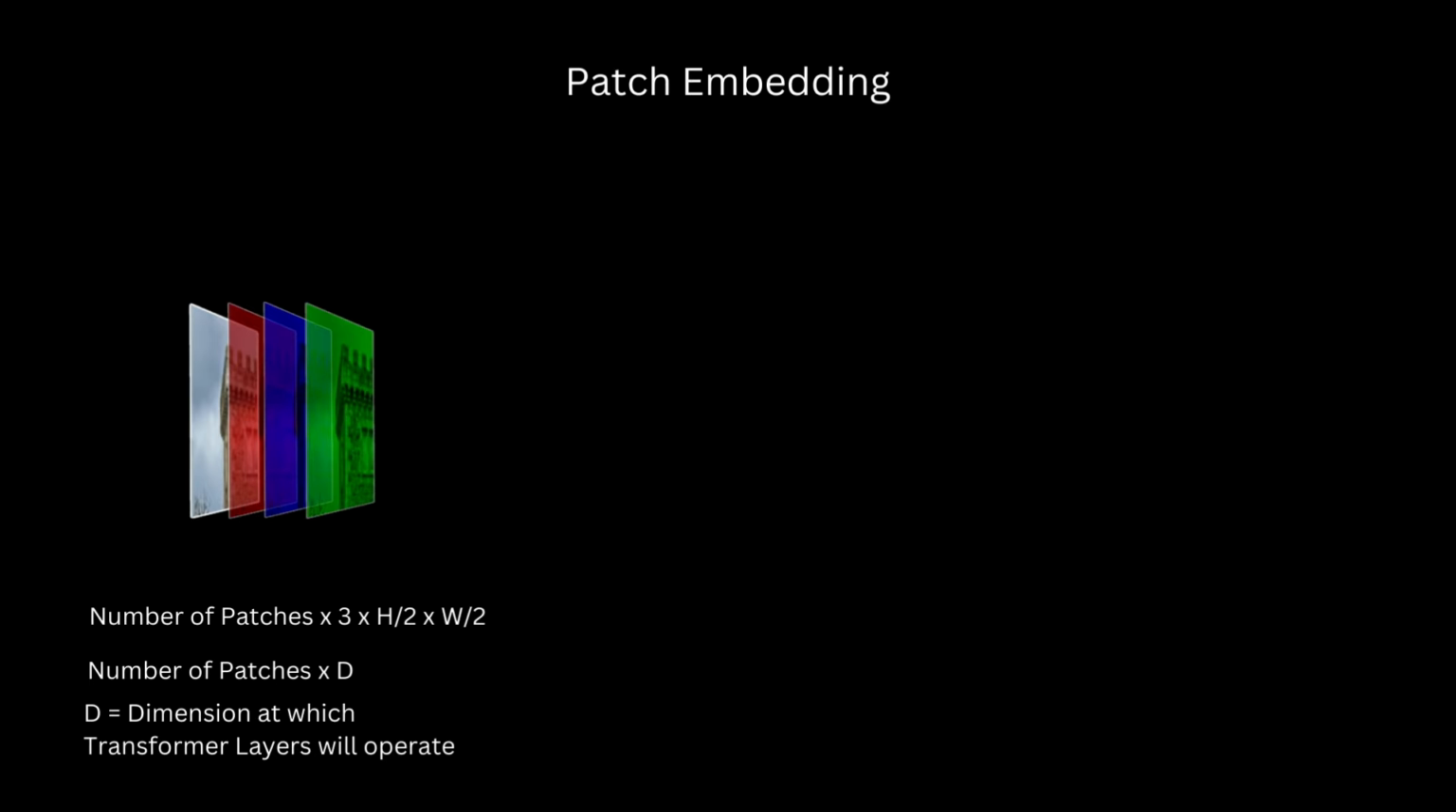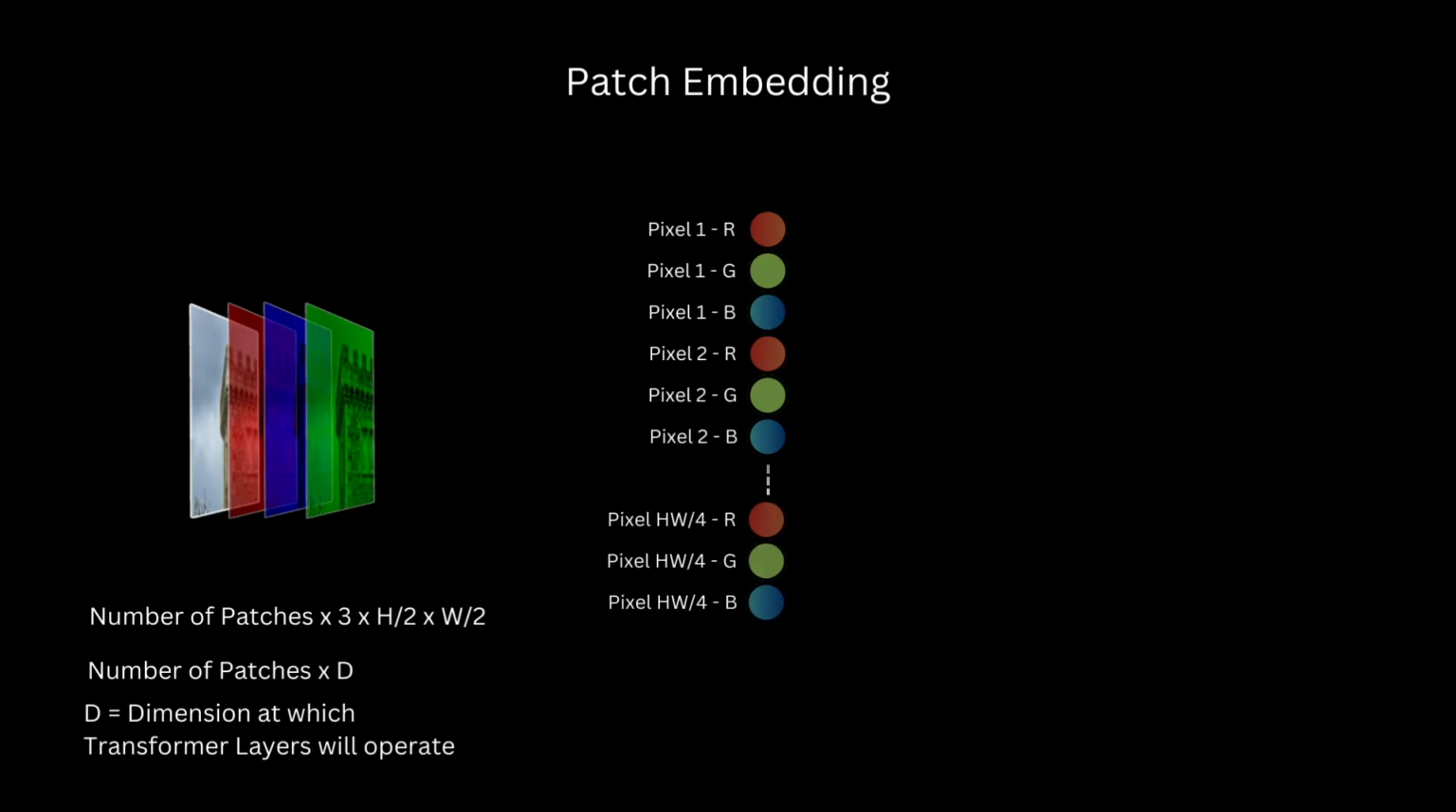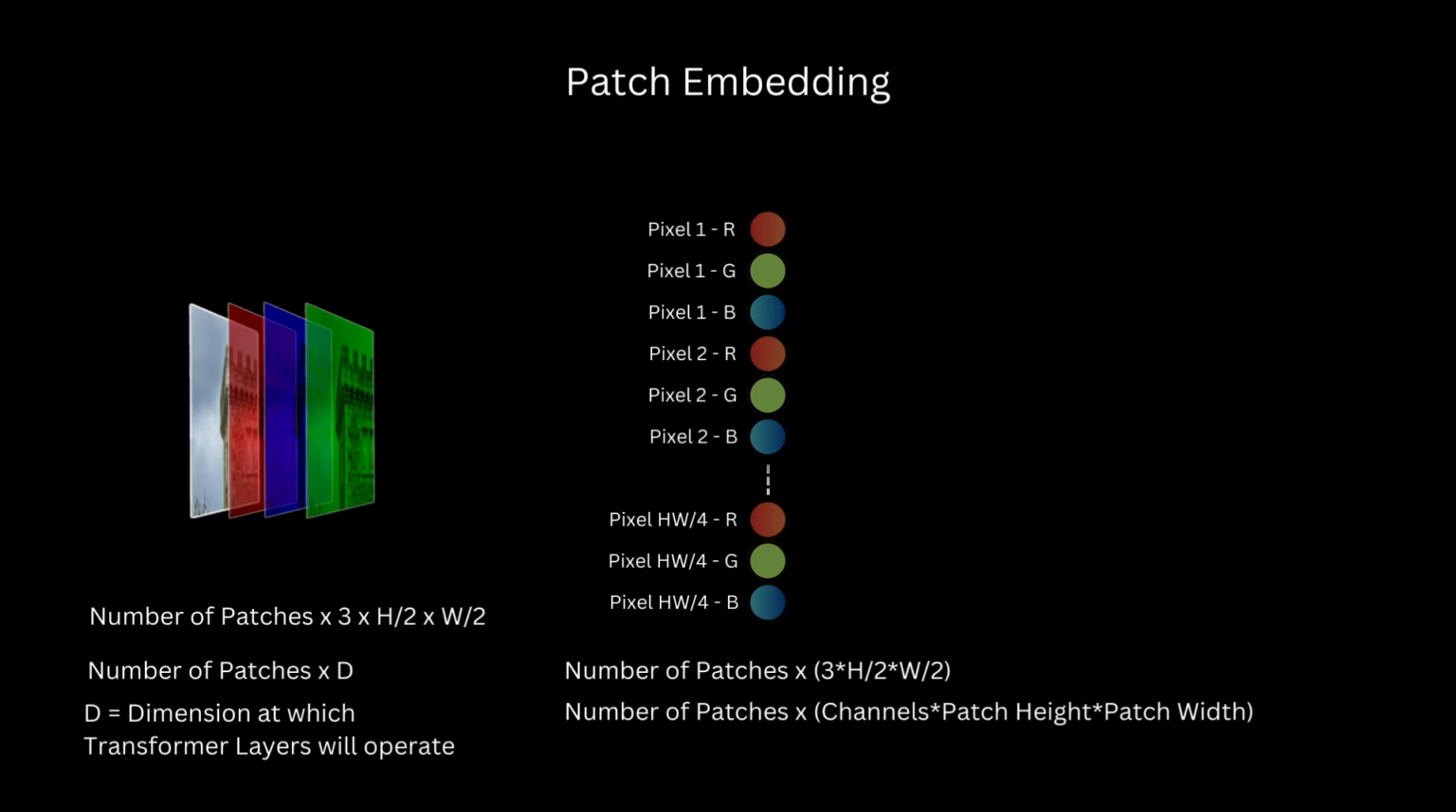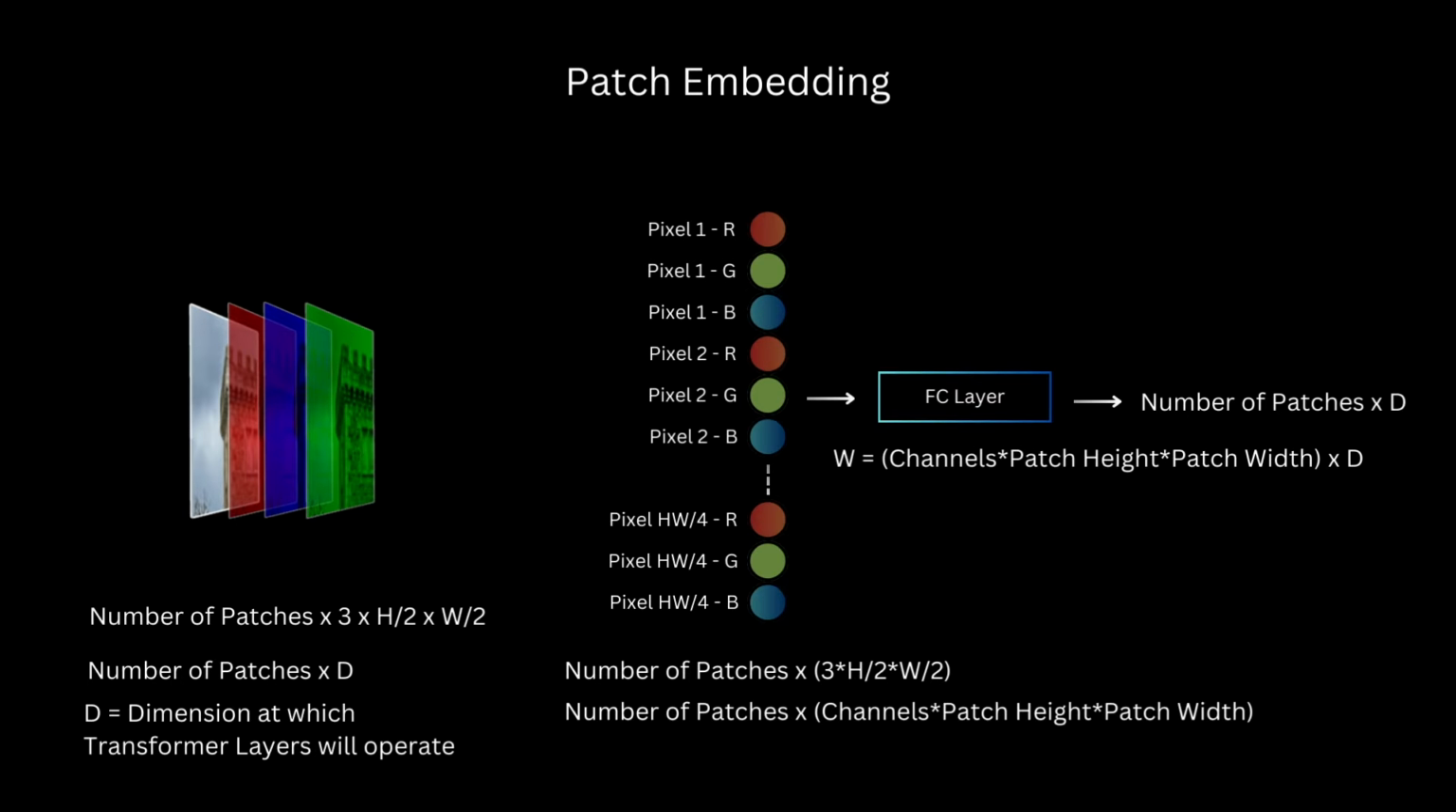ViT simply flattens this entire 3-channel image pixels to one vector. So for this patch, that vector will have the RGB values for the first pixel, then second, and so on till the last of the HW by 4 pixels. Doing this for all 4 patches will give us an input of the shape with the first dimension being 4 and the second being 3 times the patch height times the patch width. Then we feed this to an FC layer which converts each of those N patch representations to an output dimension of D.